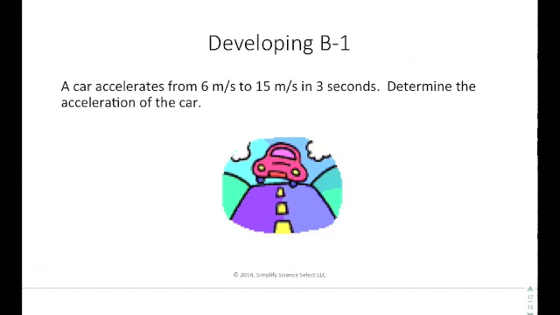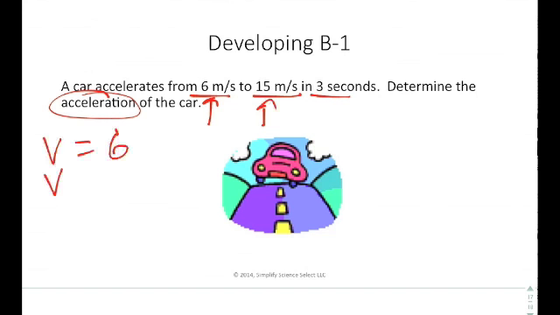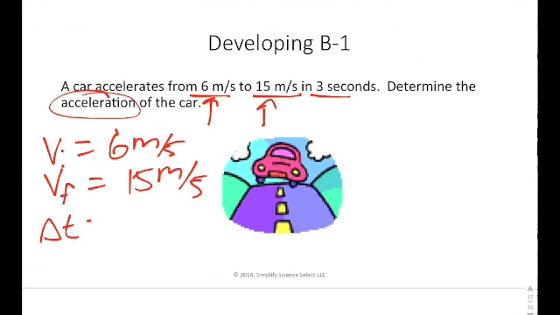Developing B1: a car accelerates from 6 meters per second to 15 meters per second in 3 seconds. Determine the acceleration of the car. Like always, I'm going to underline the numbers, circle what I'm trying to know, and write them out. I have two velocities, 6 and 15. Now I need to decide which one is initial and which is final, and it says from 6 to 15, so 6 is initial, 15 is final. The time is 3 seconds.